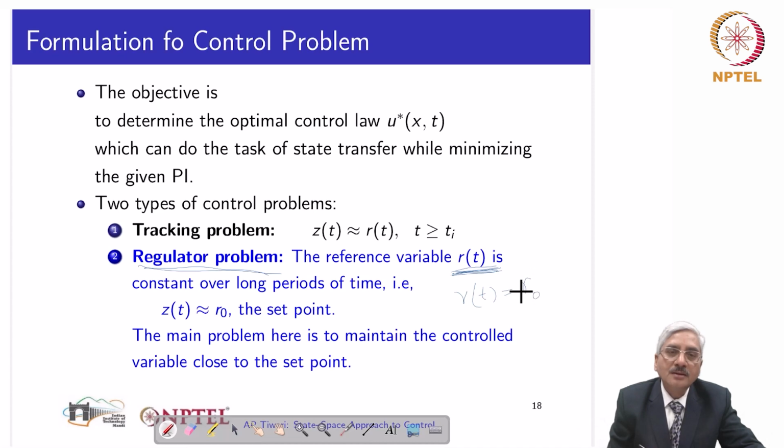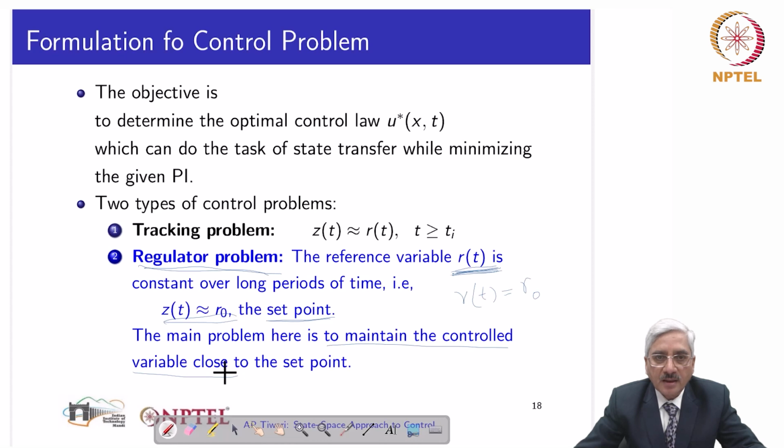And it is required to regulate the variable of interest Z in the vicinity of R0. Z(t) should be as close as possible to R0, the fixed set point. So the control is so as to maintain the controlled variable close to the set point. And again, Z(t) can be the state, so it is a state regulator, or Z(t) can be the output, so it is an output regulator, or it can be any other linear combination of state variables.